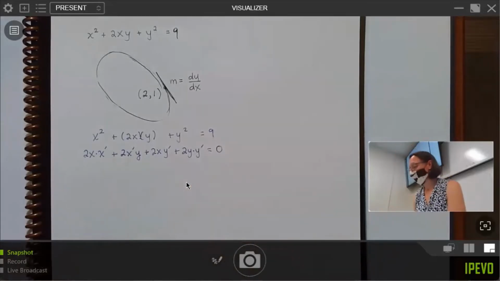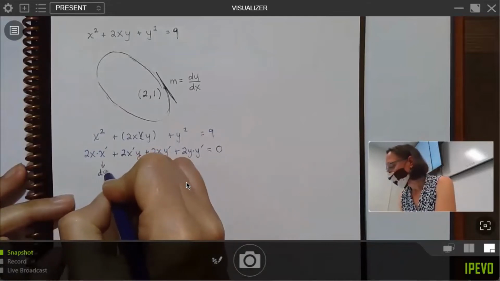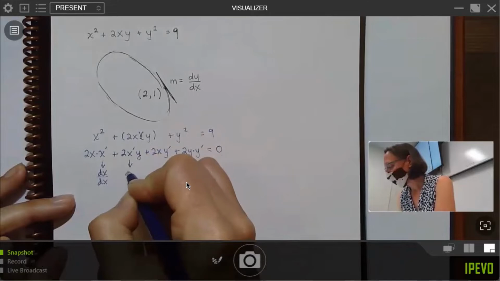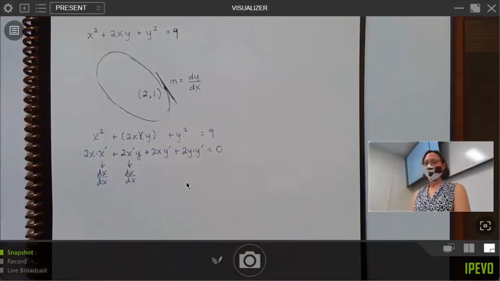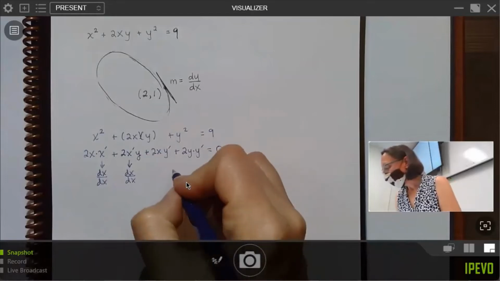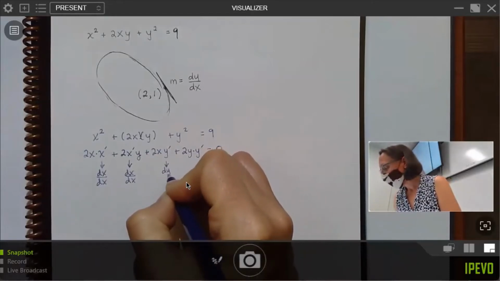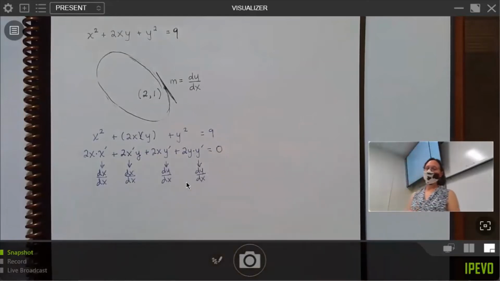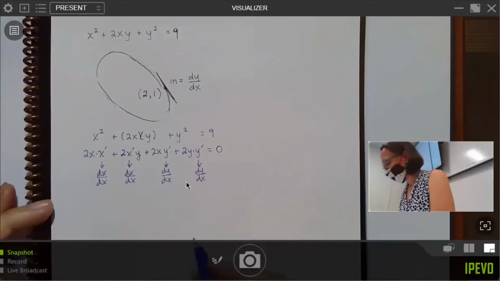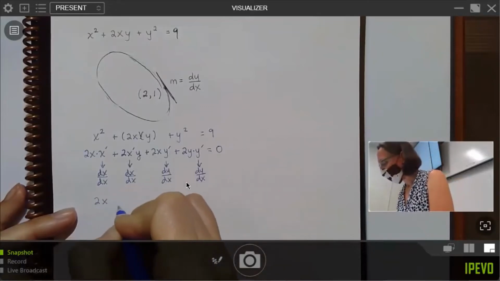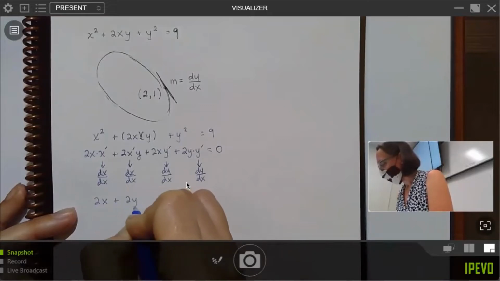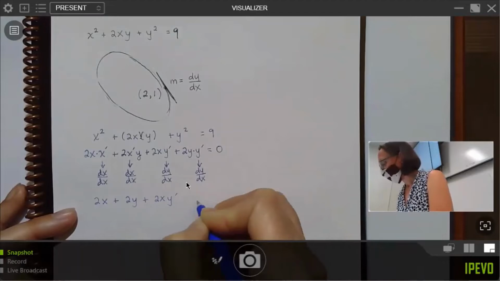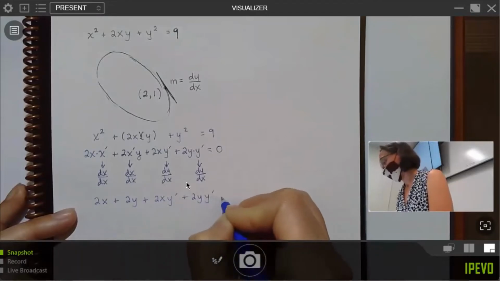Just like on that previous problem, these x primes would be dx/dx, so I don't have to write those. The y primes, on the other hand, I do have to write, because things do not magically cancel out there. If I clean this up and only keep the parts I really needed, this is going to look like 2x plus 2y plus 2x y prime plus 2y y prime is equal to 0.